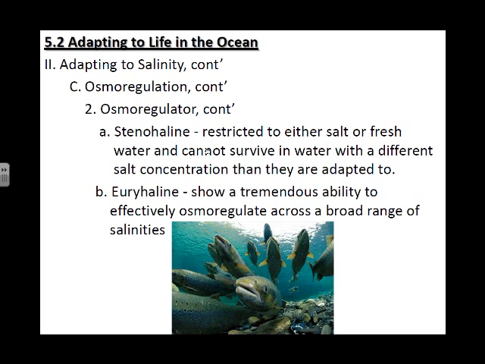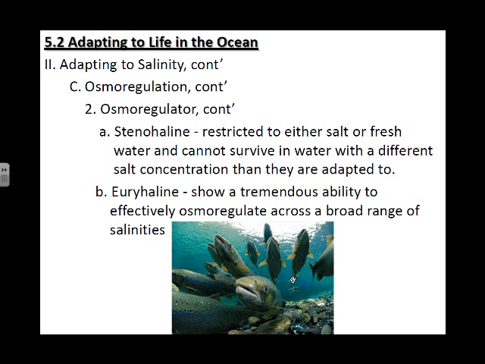Same thing if you were to take a goldfish and put it in the ocean. It couldn't deal with it. They're stenohaline. Well, we also have euryhaline fish. Now these are neat little animals because they can osmoregulate across a broad range of salinities, such as these salmon here. And I'm sure you've heard of the life cycle of the salmon.